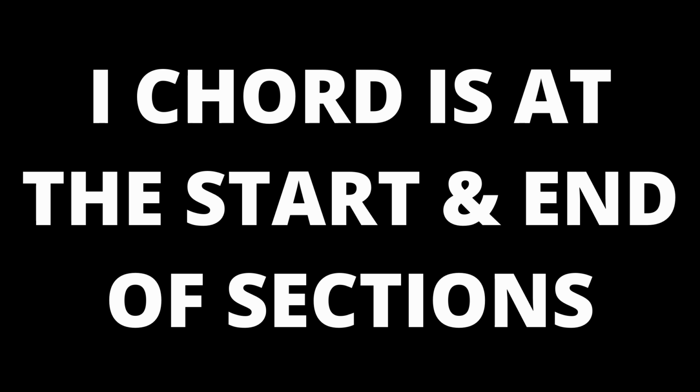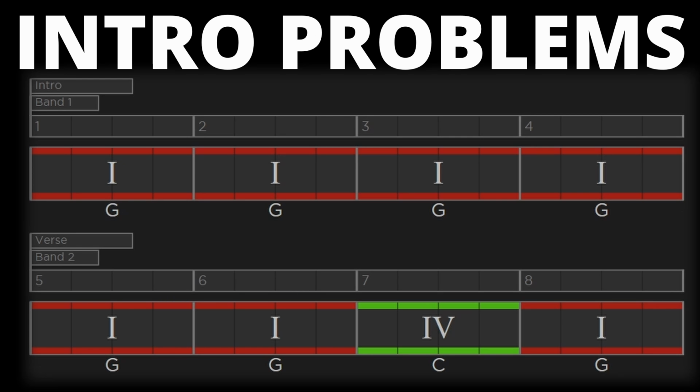18 of the 28 bars have the 1 chord in them, which is too many. The 1 chord also features at the start and end of sections, so we feel a bit stuck or static and fixed. The other main problem is the intro. It is entirely the 1 chord. This bleeds into the verse, which starts on 1 as well. We need some more variation.